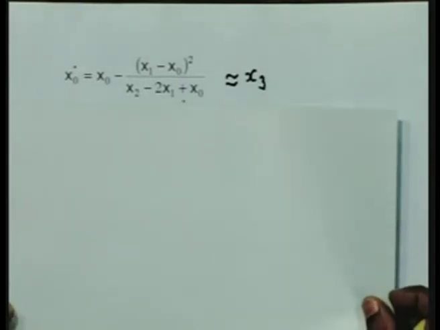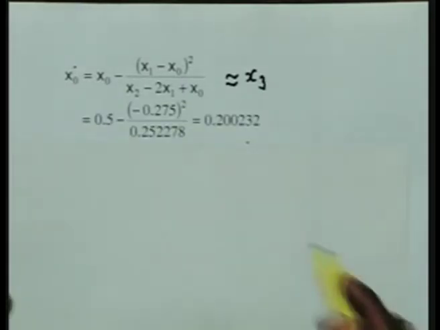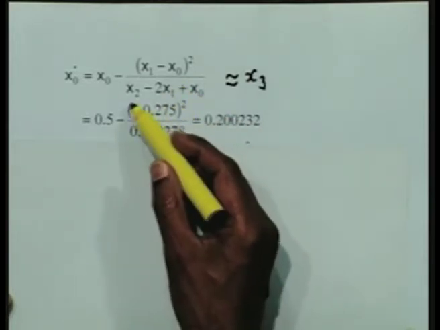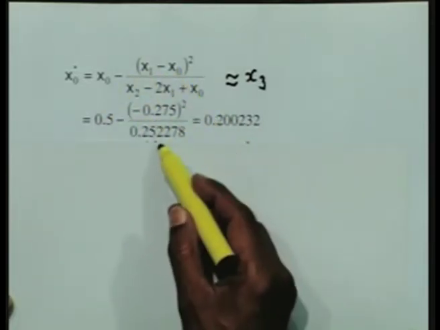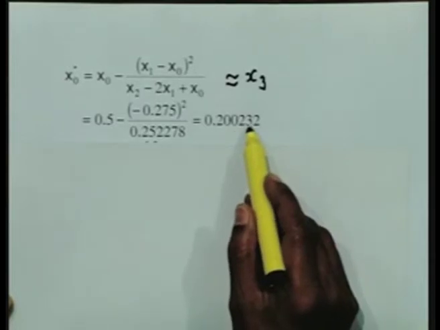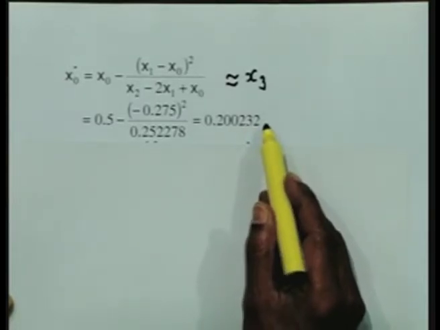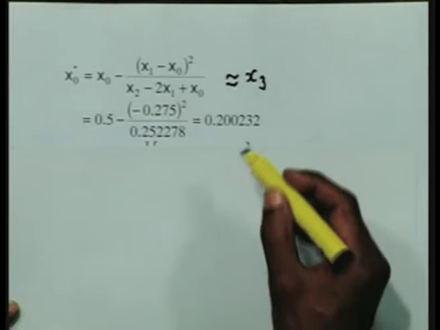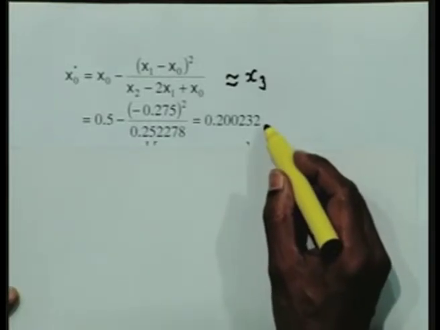So this is the approximation. Now we have the values available for us, x0, x1, x2 values are available to us. So let us substitute these values here and simplify to get 0.200232. Now what we are claiming now is that this value is as if it has been obtained from a second order method, not from a first order method.